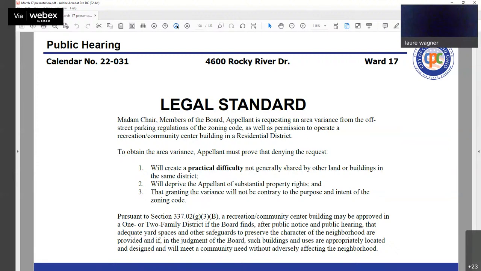Pursuant to section 337.02(g)(3)(b), a recreation/community center building may be approved in a 1 or 2 family district if the board finds, after public notice and public hearing, that adequate yard spaces and other safeguards to preserve the character of the neighborhood are provided, and if, in the judgment of the board, such buildings and uses are appropriately located and designed and will meet the community need without adversely affecting the neighborhood.